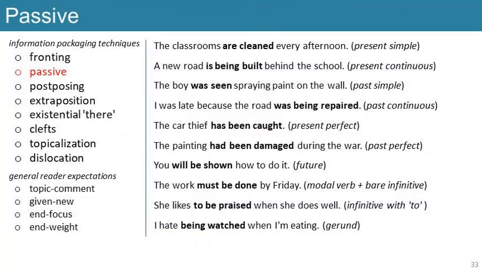So, we will now review the other specific information packaging techniques and see how each complies with one of the four general reader expectations. We'll start with the passive. For review, here is a list of passive sentences with the verb phrase highlighted. You will note that each verb phrase uses the be auxiliary in one of its forms and is followed by the past participle of the lexical verb.